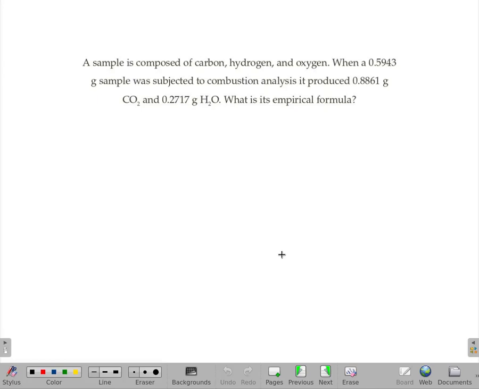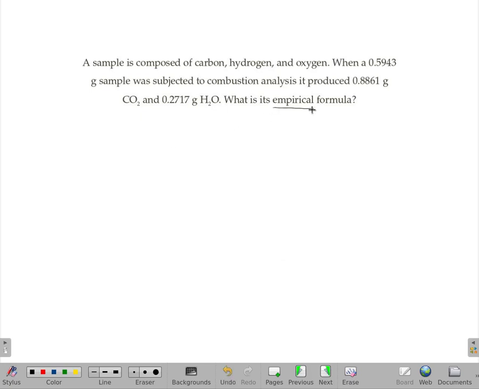All right, a sample is composed of carbon, hydrogen, and oxygen. When 0.5943 grams was subjected to combustion analysis, it produced 0.8861 grams of CO2 and 0.717 grams of H2O. What is the empirical formula?